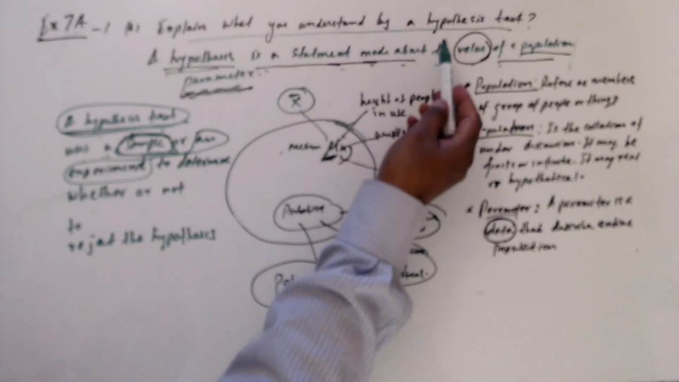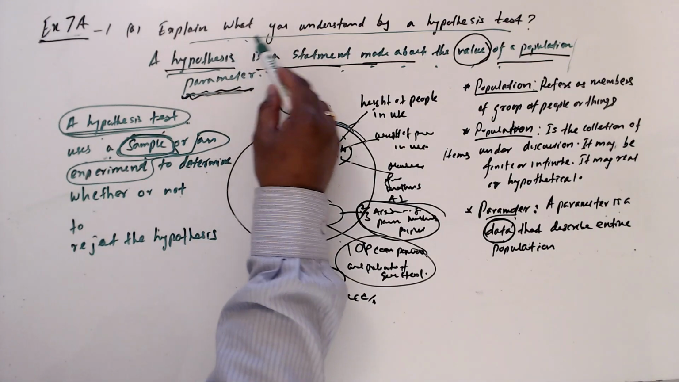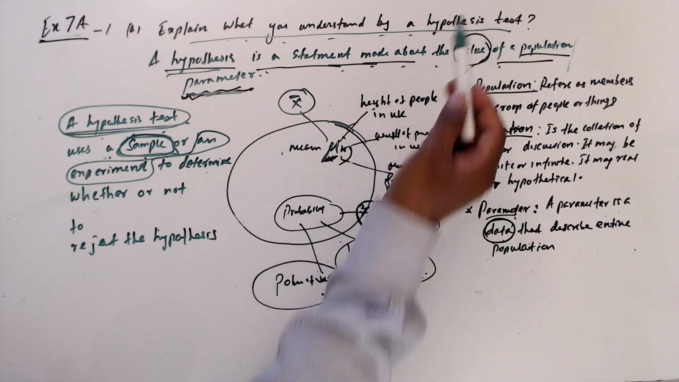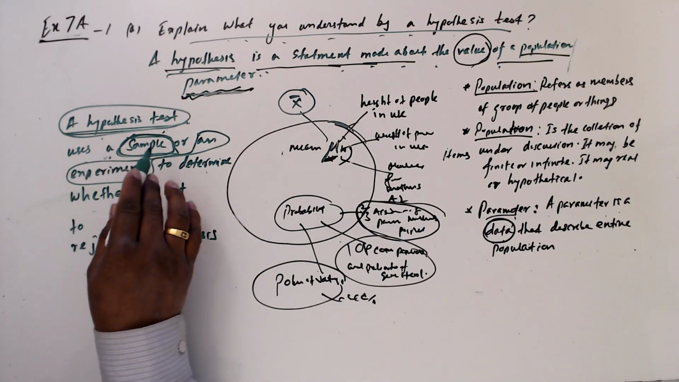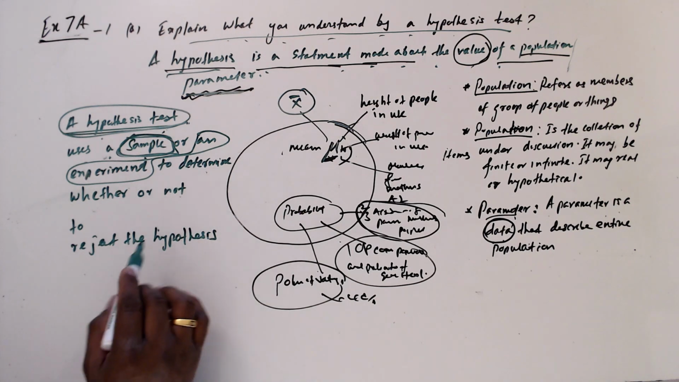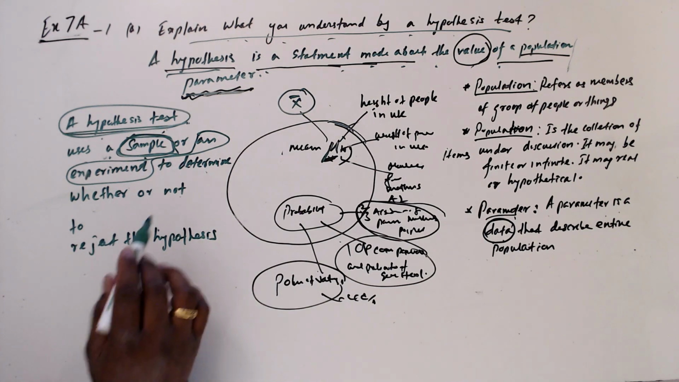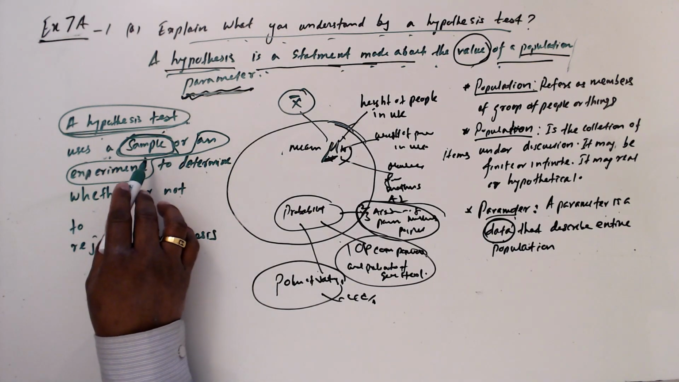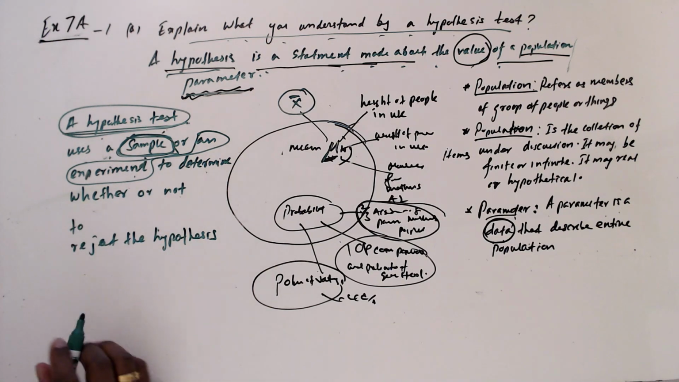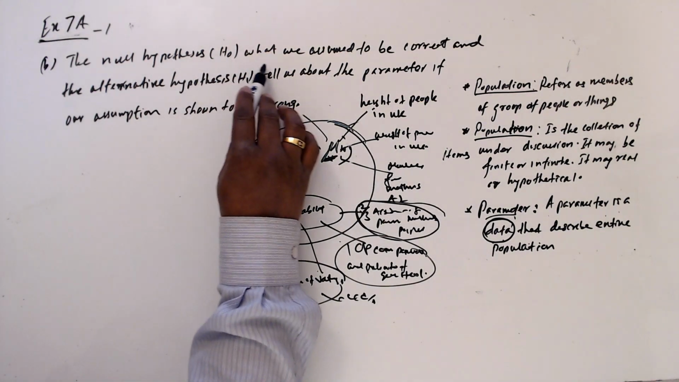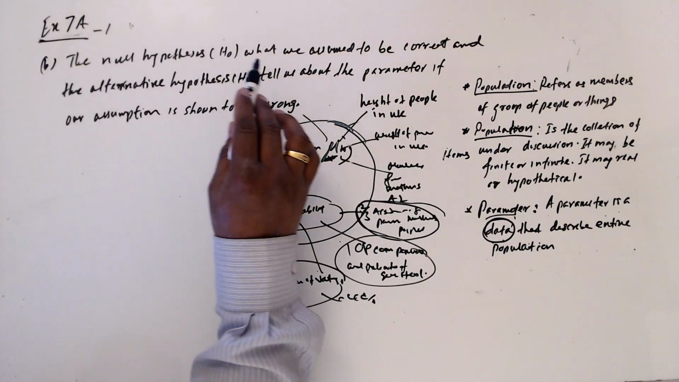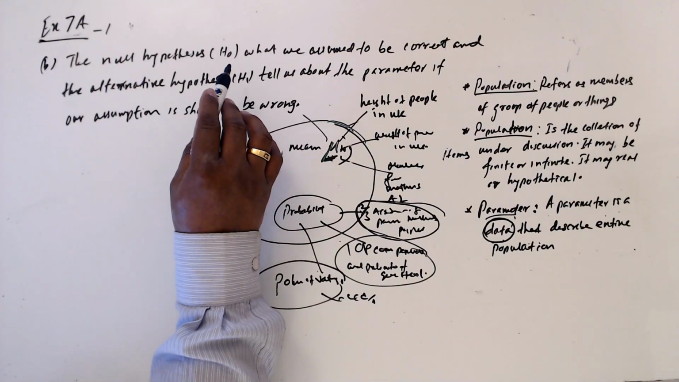So, explain what you understand by a hypothesis test. A hypothesis test is a tool to reject or not reject the hypothesis according to the data of a sample or experiment. The null hypothesis is what we assume to be correct. This is the answer for part B.